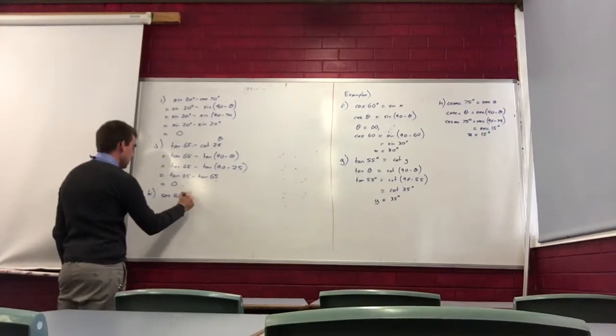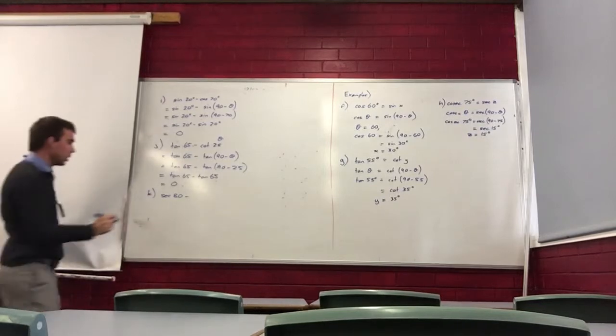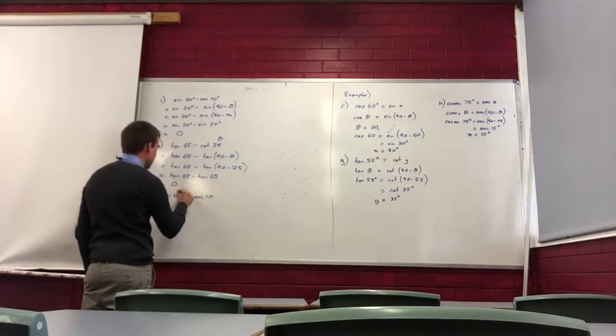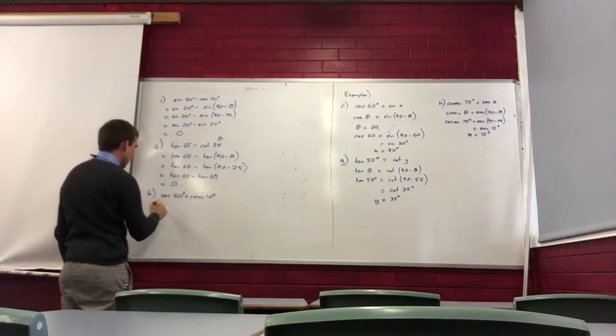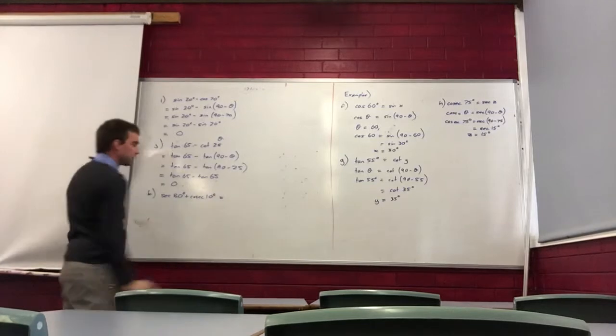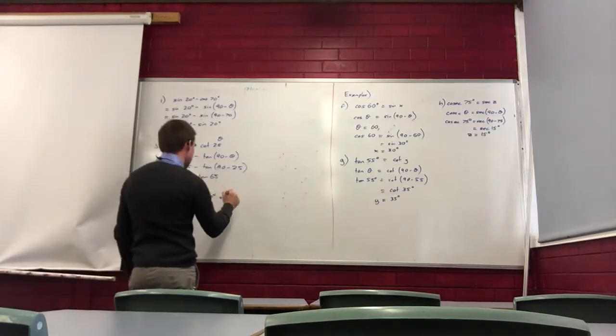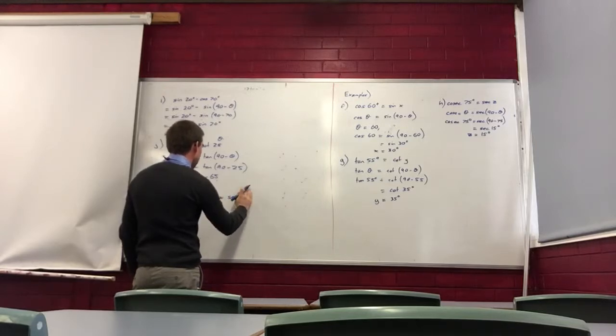Sec of 80 plus cosec of 10. So we're looking at changing that sec to a cosec or that cosec to a sec. It doesn't matter, as long as you're consistent. So I'm going to change the cosec to a sec. Cosec of theta is equal to sec of 90 minus theta.